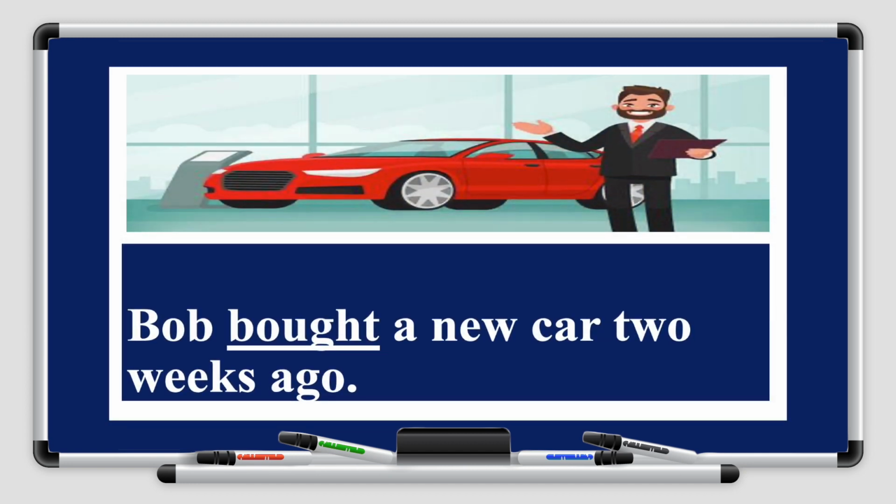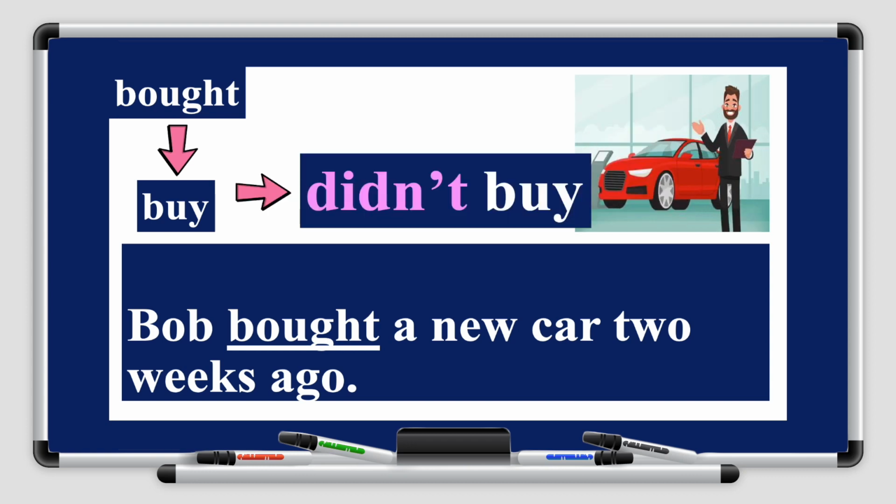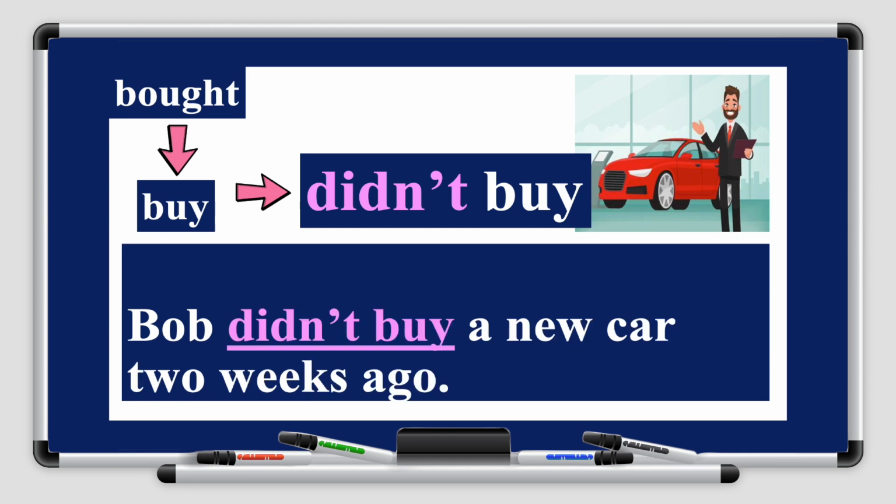Here's another sentence. Bob bought a new car 2 weeks ago. First, we're going to change the verb. Here the verb is bought, and it's in the past tense. We're going to change it into its root form. So, bought, to buy. And then we're going to add didn't before the verb. Bob did not buy a new car 2 weeks ago.